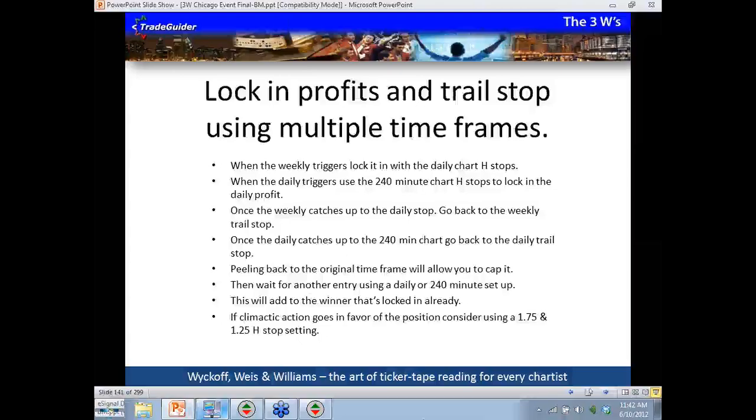When the daily triggers, I use the 240. When the daily catches up to the 240, I go back to the daily and cap it in and look for my next trade. That way I'm establishing positions that are risk-free after a while. If I get stopped out, step aside and wait for another one. But the idea is once you start locking them in, it becomes a nice project for about a year.